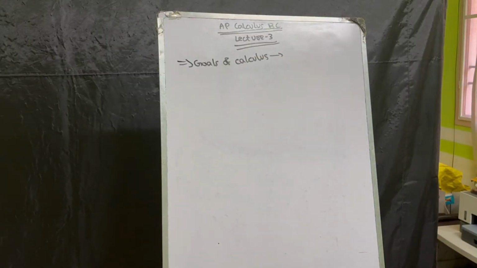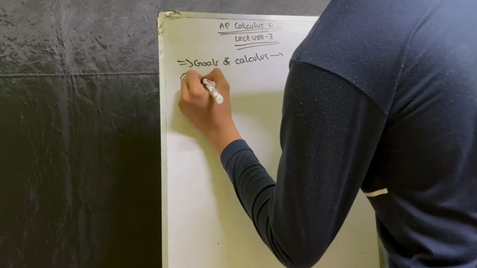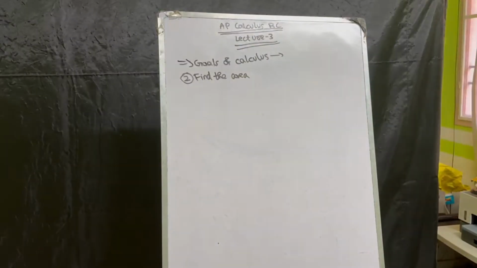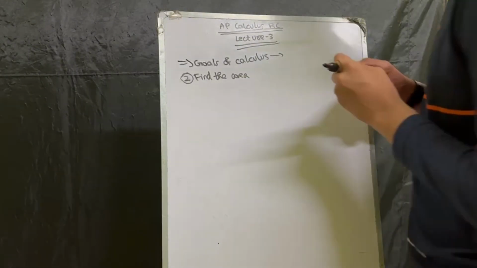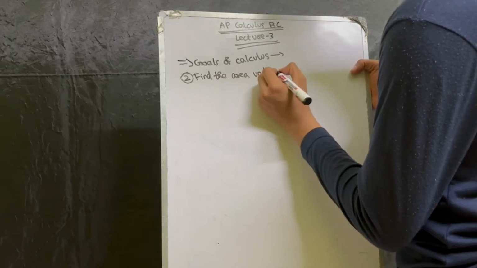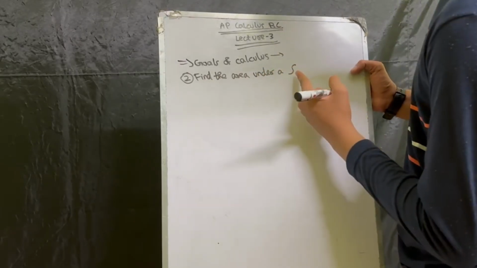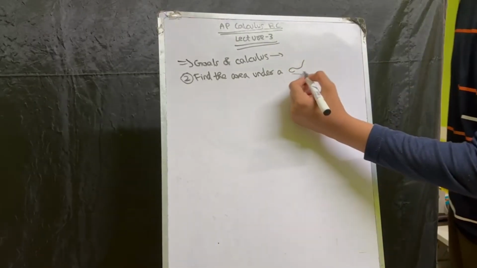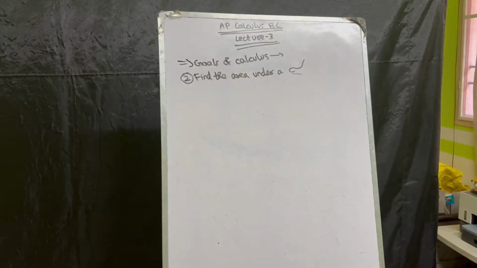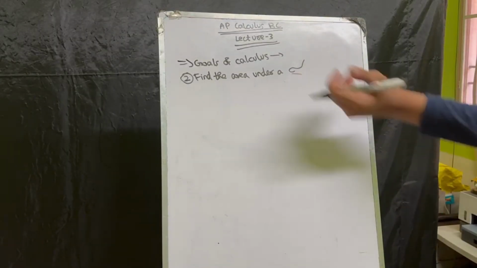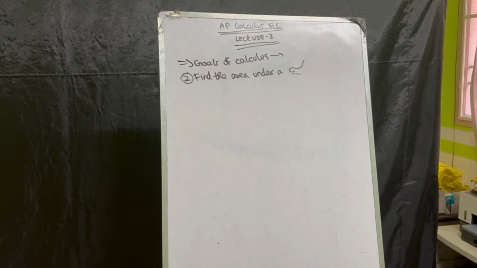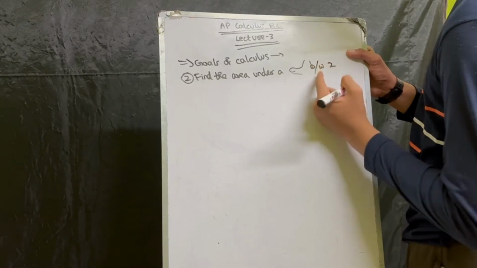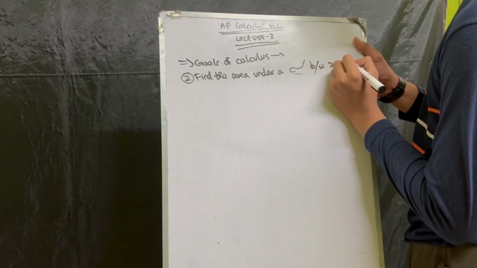So the second goal, find the area under a curve between 2 points. Under a curve, let's say this is a curve. This is the short form, so that you can save time while we are taking notes and also some pages. Every little counts, right? So between 2 points.